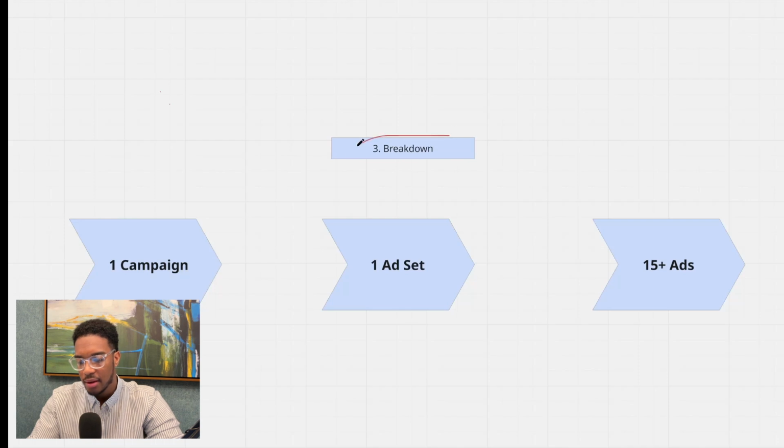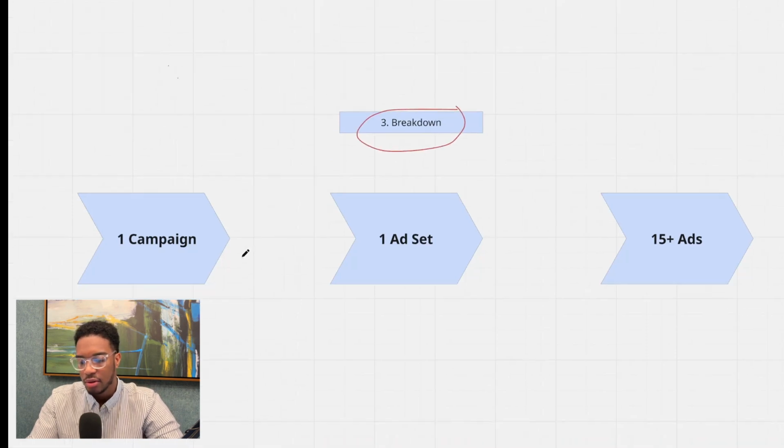Now I want to hit on the breakdown of these ads and what it looks like in Meta. So first we have one campaign, one ad set, and then multiple different ads within the ad set.